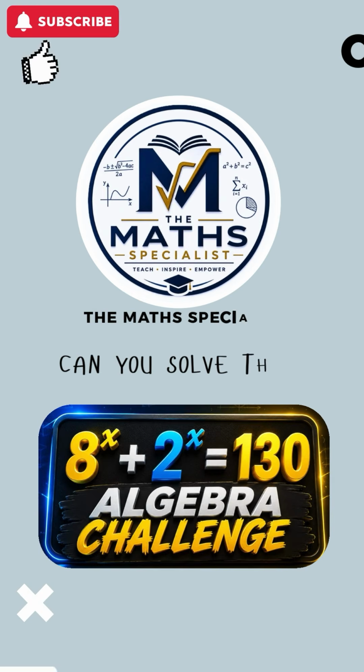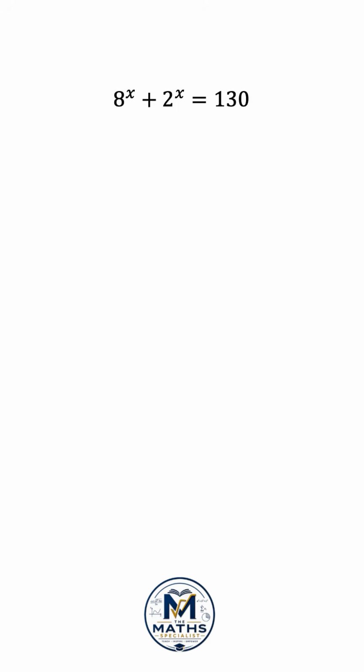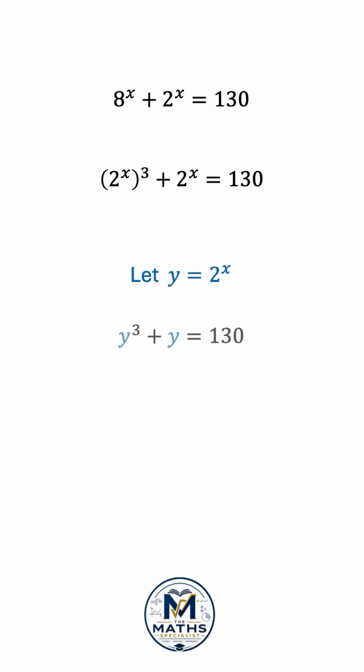Algebra challenge problem. Let's solve it step by step together. The first step is to notice that 8 is the cube of 2. Using laws of indices, we can swap the 3 and x, and this becomes a cubic equation because if we let some y be 2 to the x, then the equation becomes y cubed plus y minus 130 equals 0.